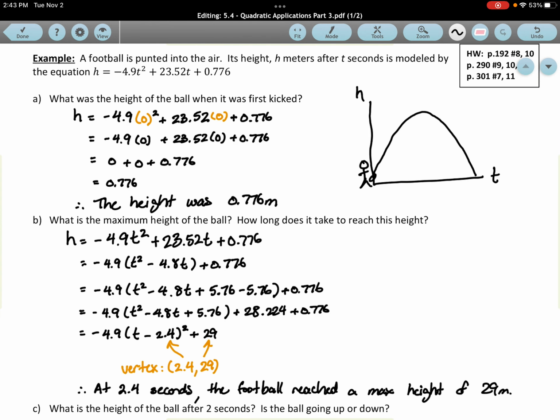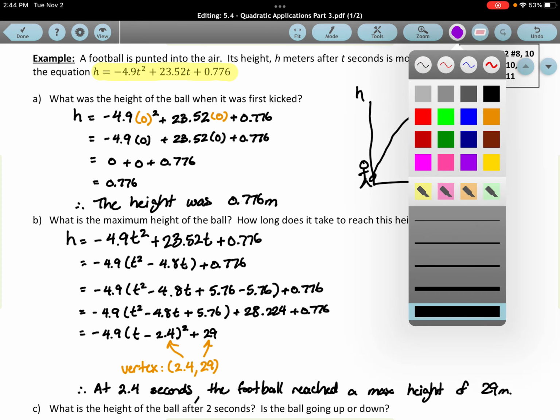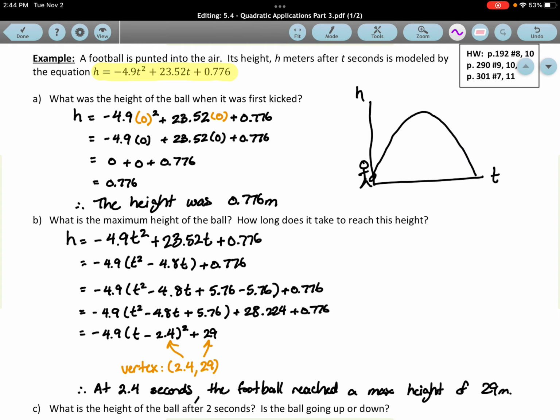A football is punted into the air. Its height, h meters after t seconds, is modeled by the equation, and they have it right here in standard form. Okay, so I drew a little bit of a diagram on the right-hand side. Notice that on your y-axis, we're talking about height in meters, and on your x-axis, we're talking about time in seconds. Now, what you have to do is look at each question and decode what they're trying to ask you so that you know what to do.